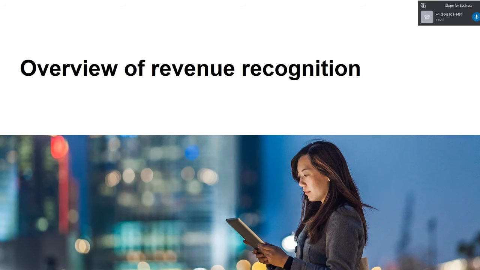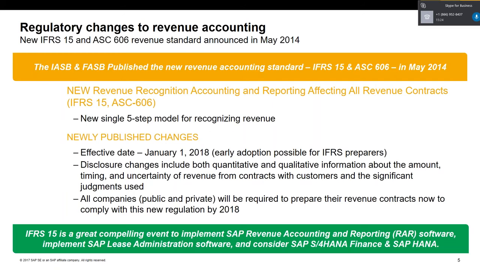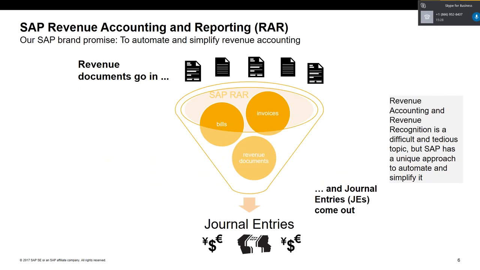I'm assuming most folks that have joined on the phone know about RAR already and know the basics. Essentially, when we started this journey, it was all about automating and simplifying revenue accounting, and that hasn't changed. We just came out with RAR 1.3 SP03, Support Pack 3. That's the latest release, and that's what I want to talk to you about today, the latest on that release.